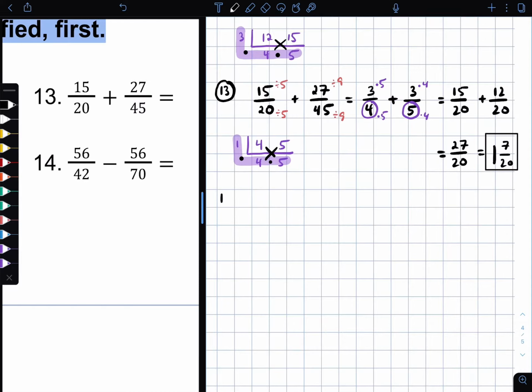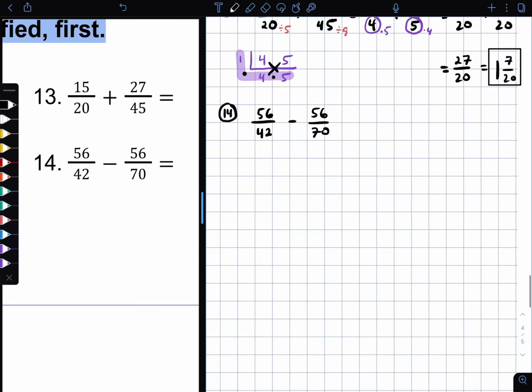Okay, number 14. Let's try another one where we subtract. So 56 over 42, we're going to take away 56 over 70. Okay, so again, I don't really want to find out when 42 and 70 meet for the first time. That sounds kind of painful. So let's just take a look at this one fraction over to the left.